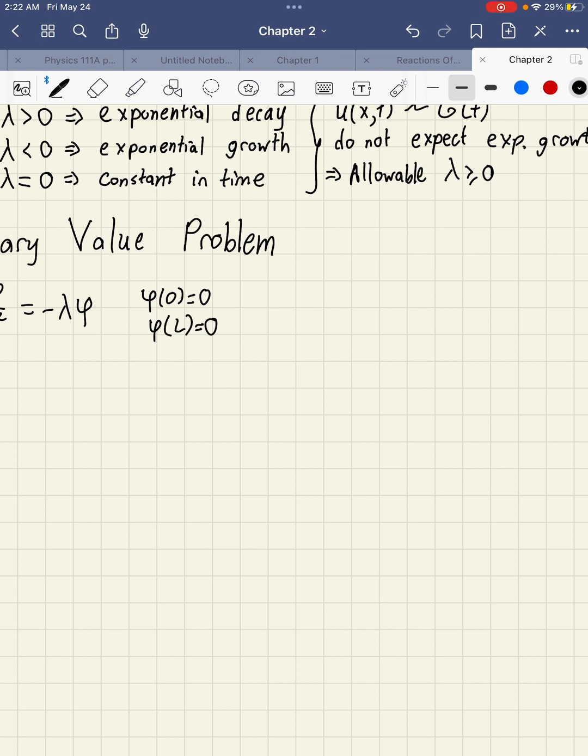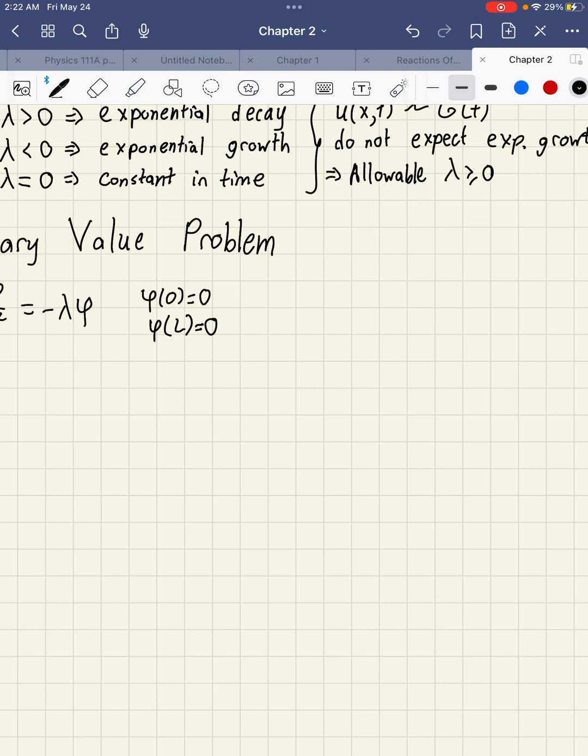Why is this not called an initial value problem, and instead a boundary value problem? The reason is that we have conditions at two different places, not at the exact same place. We have two different locations. So that's why this is our boundary condition, and this is called a boundary value problem.